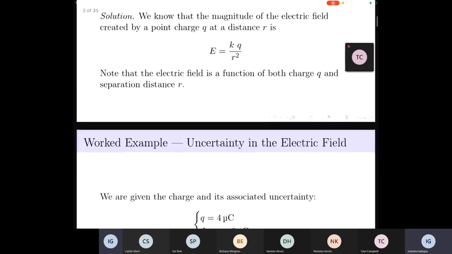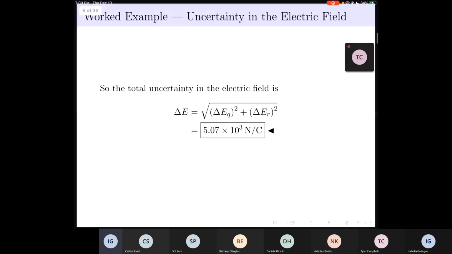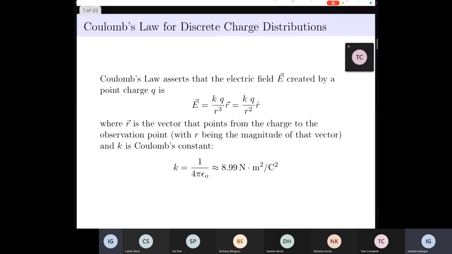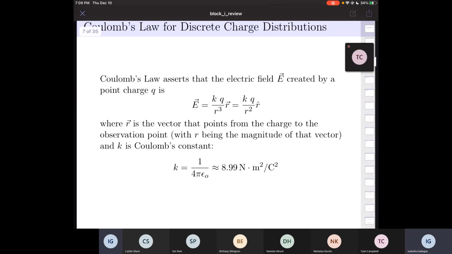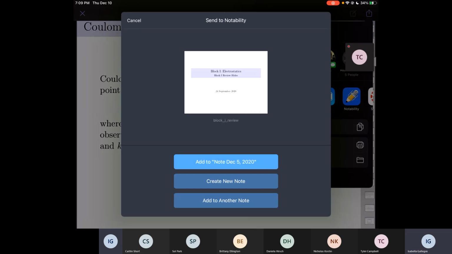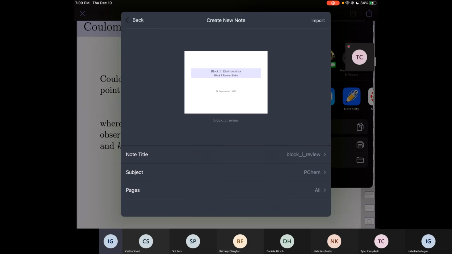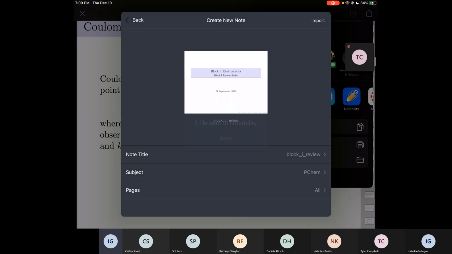But okay, moving on from that. All right, Coulomb's law. Okay, actually, I think it probably would be better for me to be able to write. So let's see how well this wants to work. Where'd it go? There it is. Okay.